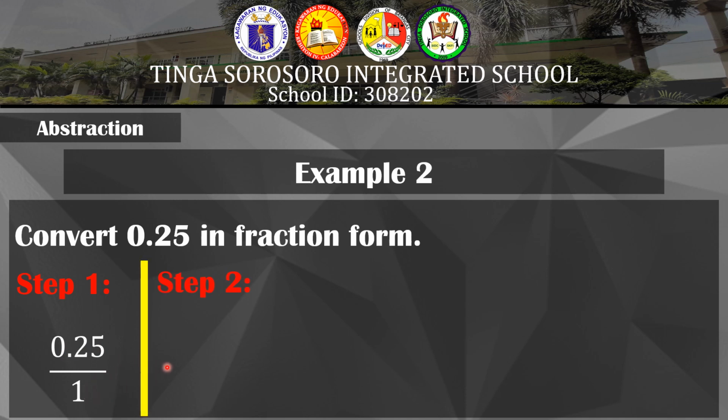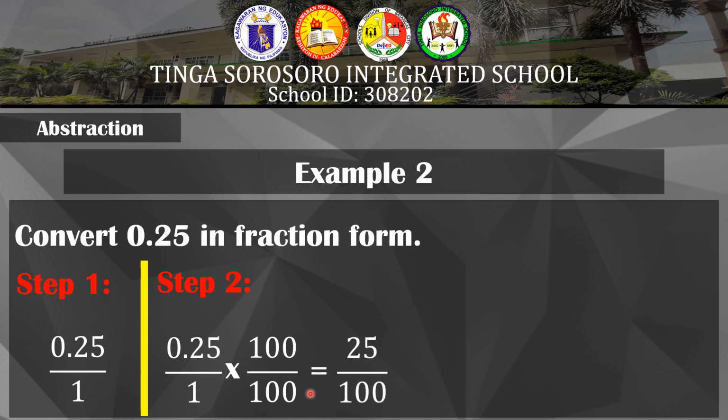Next, step 2 tayo. So, step 2 daw, itong decimal, bibilangin daw natin yung numbers after decimal point. So, meron tayong 2 and 5. So, we have two numbers after the decimal point. That's why we need to multiply this one into 100. So, parehas po, taas at baba, i-multiply natin by 100. So, 0.25 times 100 is equal to 25. Then, 1 times 100 is equal to 100. Therefore, meron tayong 25 over 100.